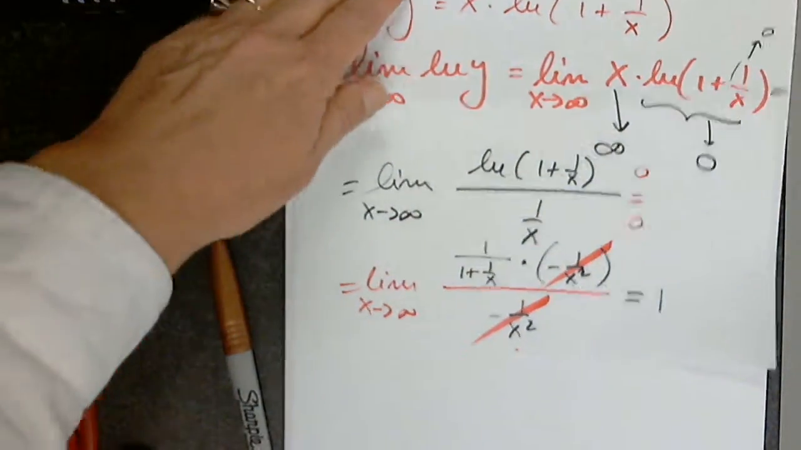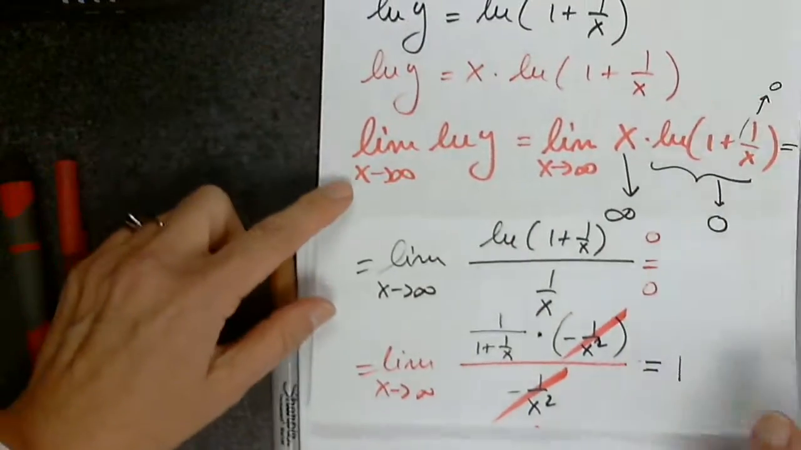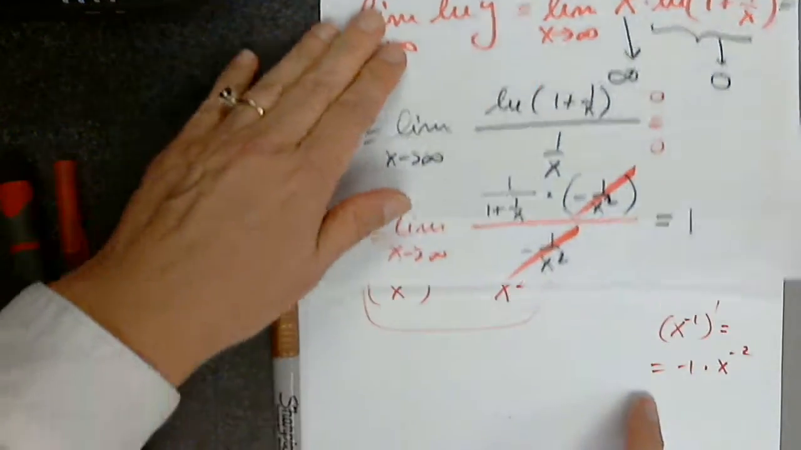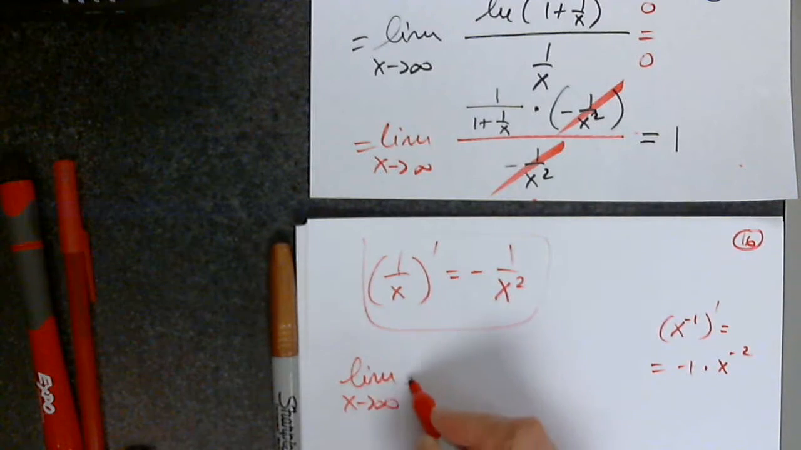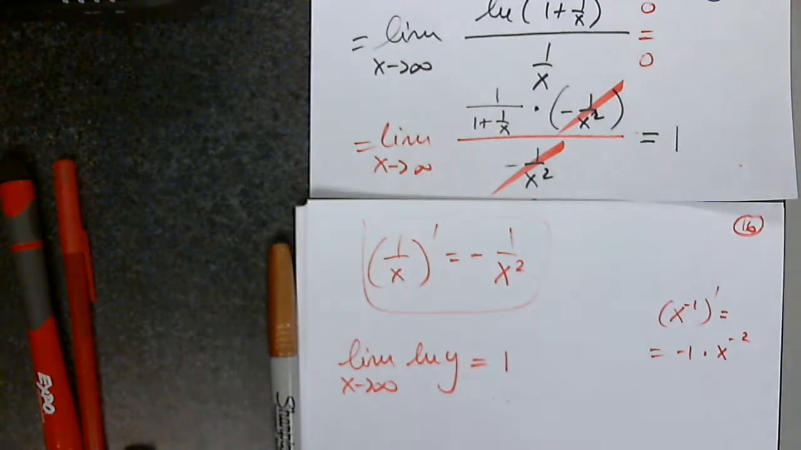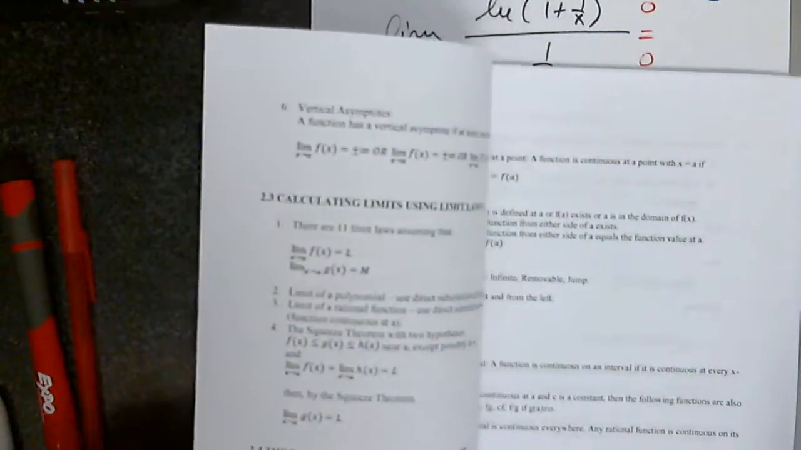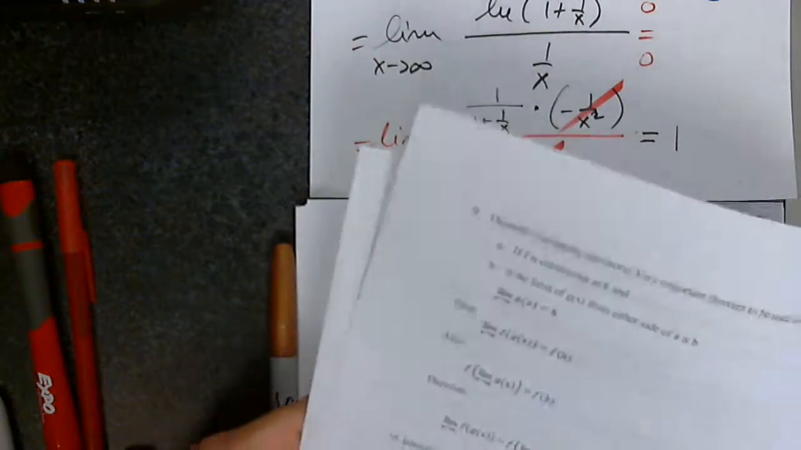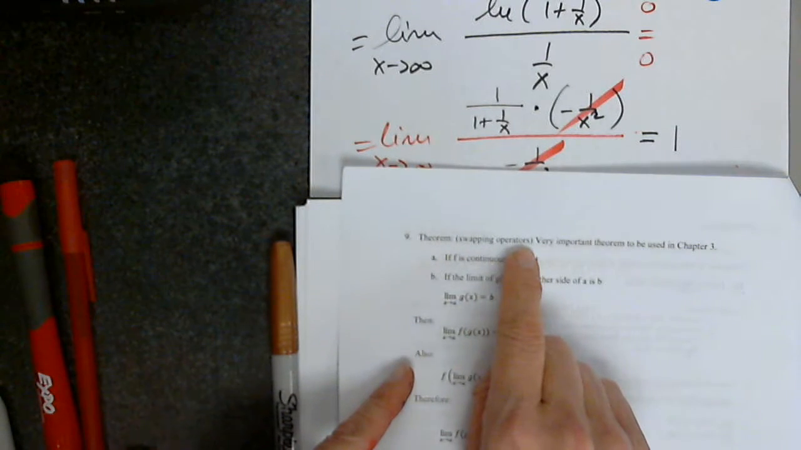Okay, so let's go back. What is 1? Here's what is 1. The limit of natural log y is 1. So I'm going to copy just that. The limit of natural log y is 1. And now I want to come back to that super important result that I mentioned several times already, which is right here: the swapping of operators theorem.